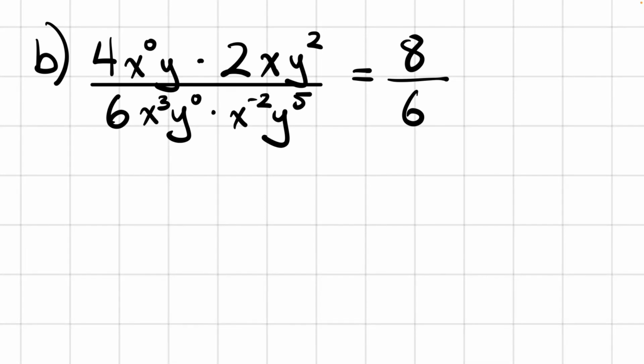What could I do? Divide both of them by 2. Divide by 2, divide by 2, and that's going to turn into 4 over 3. Okay, so coefficients are now done. They're locked in. 4 and 3, they can't move. I can't flip them because they don't have any negative powers. 4 and 3 are going to be in the answer.